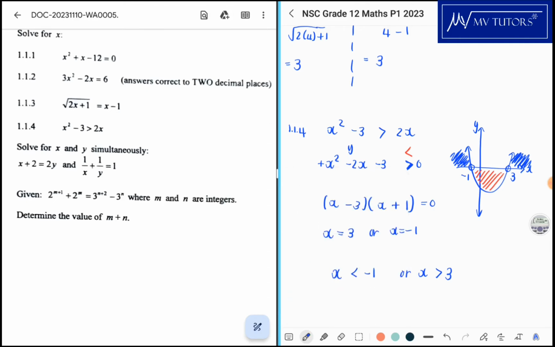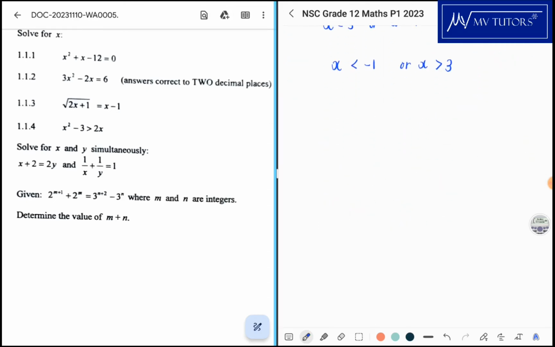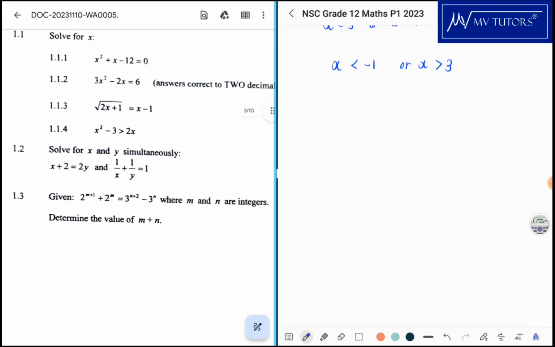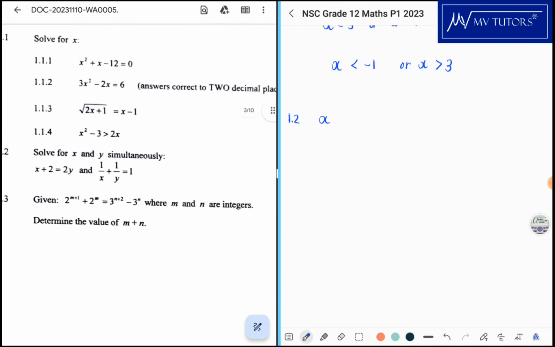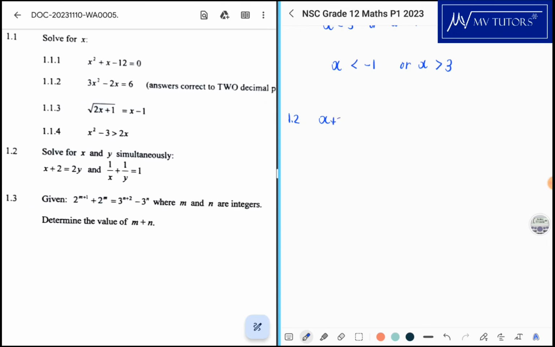Our sum is different. Now let us go and solve for x and y simultaneously. You will always have this question. I see it in every paper. I don't know if they'll ever change it, and this is where you should be scoring all the marks. So we have x plus 2 is equal to 2y. Ooh, and we have fractions. Oh my goodness, I do not like fractions. I just want to get rid of them from the get-go.